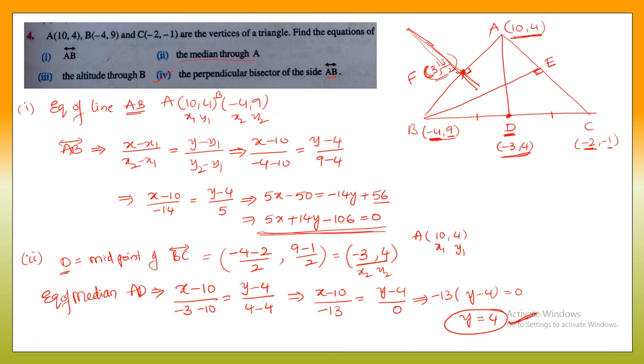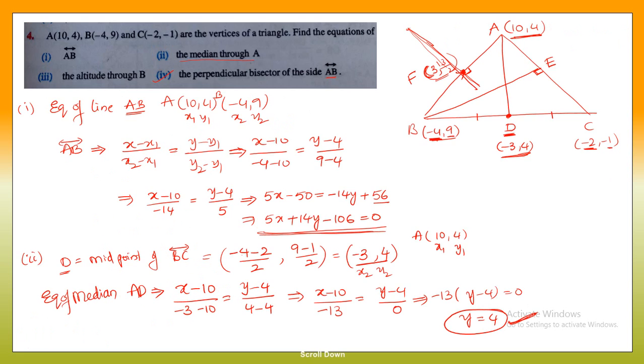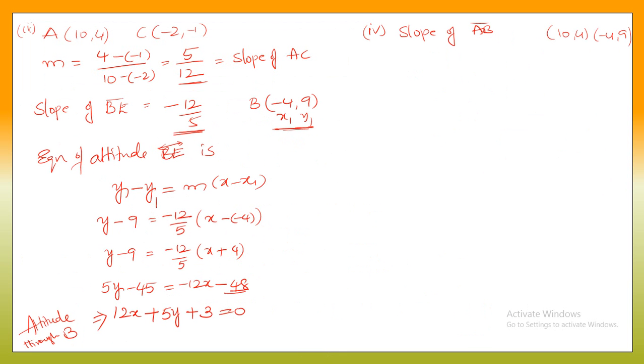So what is the slope of AB? What are the points? A point is 10 comma 4 and B point is minus 4 comma 9, right? So the slope of AB is given by m is equal to y1 minus y2 by x1 minus x2, that is 4 minus 9 by 10 minus of minus 4. So 4 minus 9 is minus 5 by 10 minus of minus 4 is 14. So the slope is minus 5 by 14.